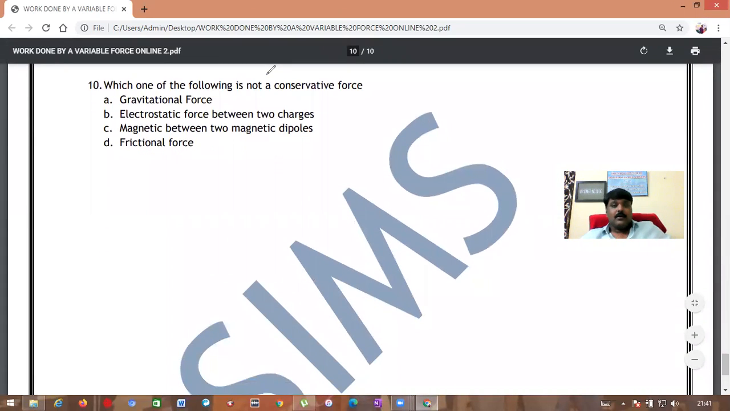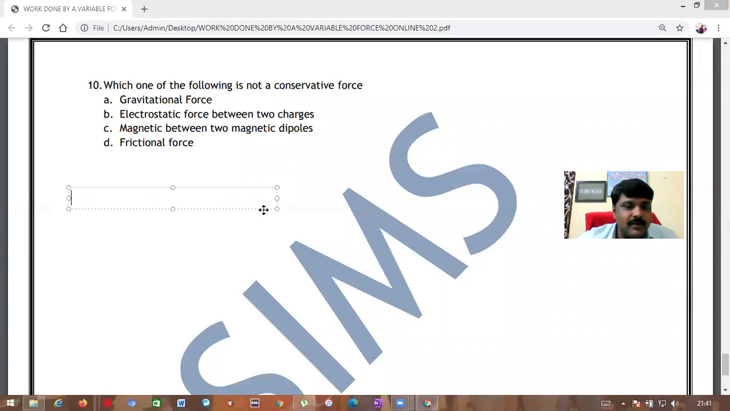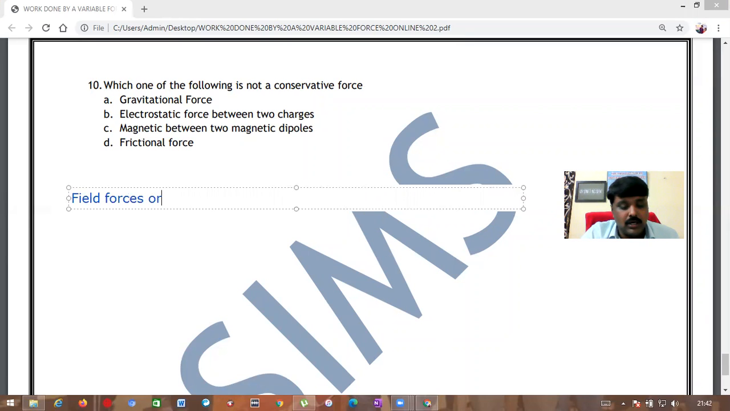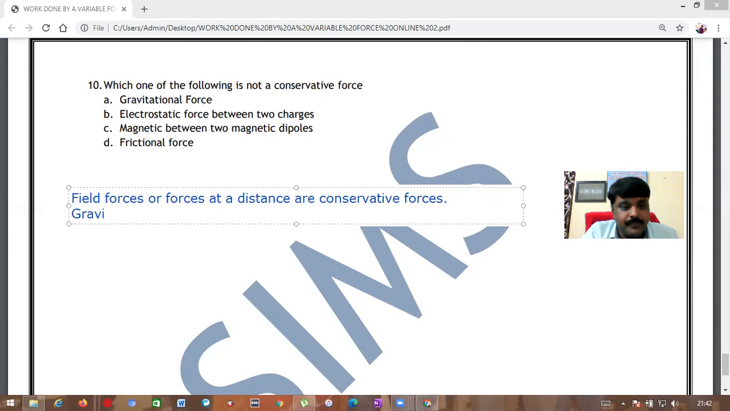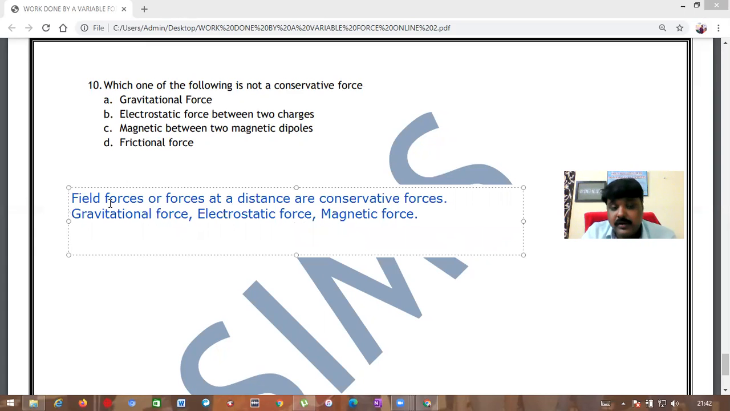Okay, small question. Which of the following is not a conservative force? What are conservative and non-conservative forces? Generally, we say all the field forces, or forces at a distance, are conservative forces. What are the field forces? We have gravitational force, electrostatic force, and even magnetic force. All these come under the conservative forces. But what are non-conservative forces?